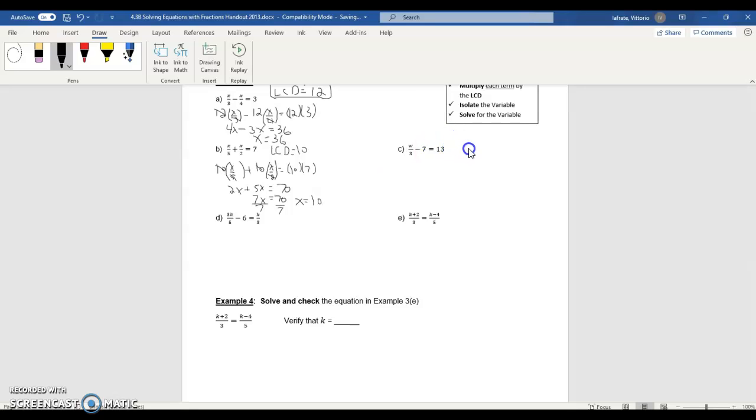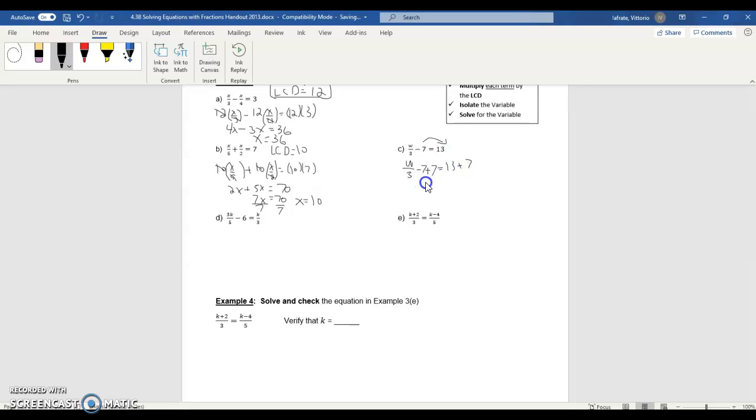Let's try this for question C. So we have to find our lowest common denominator. In this case, we only have one fraction. So since we have one fraction, what we'll actually do first is simplify a little bit. We'll isolate the variable first by sending the constant to the other side, and then afterwards we will get rid of our lowest common denominator. So in this case we have w over 3 minus 7, plus 7 to get rid of the minus 7, is equal to 13 plus 7.